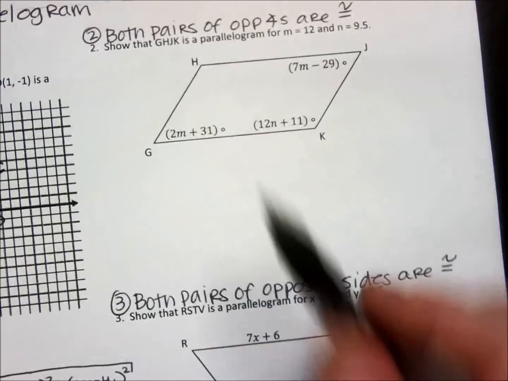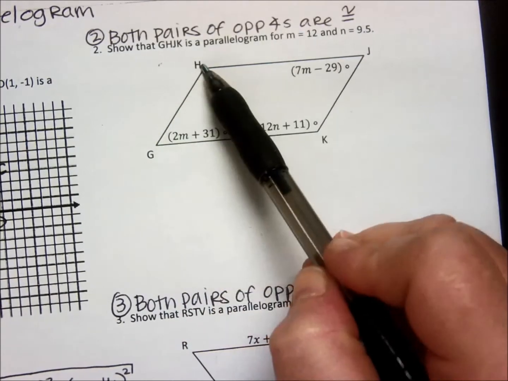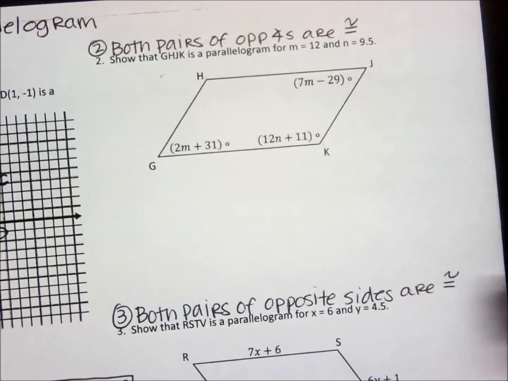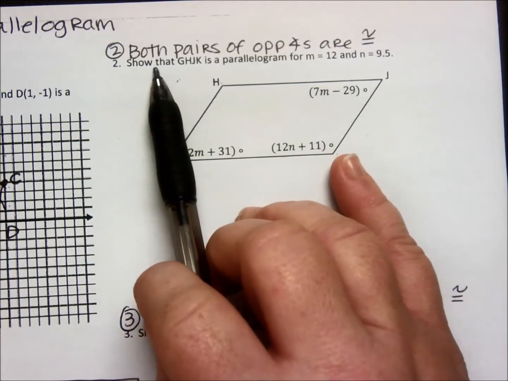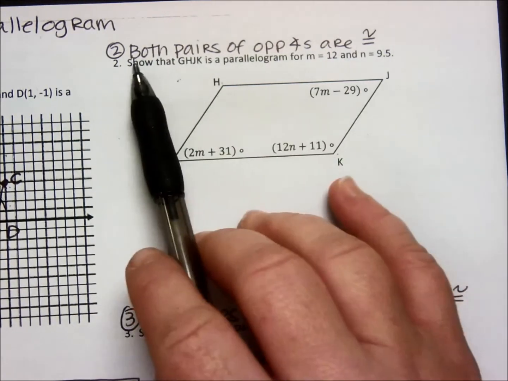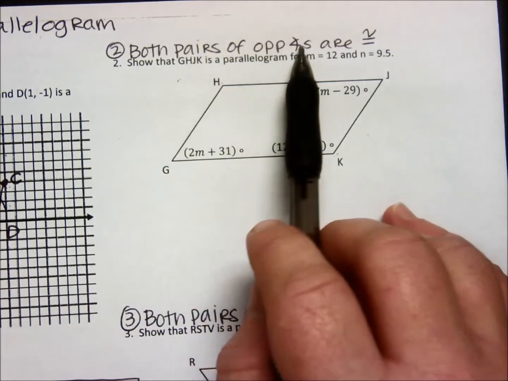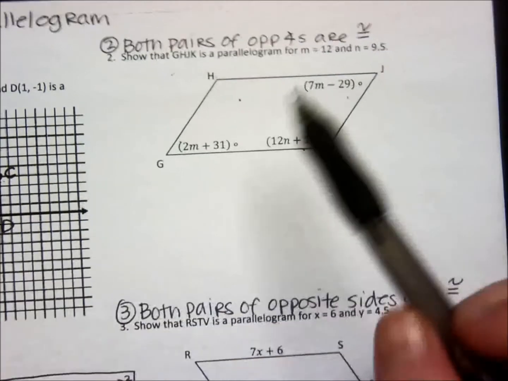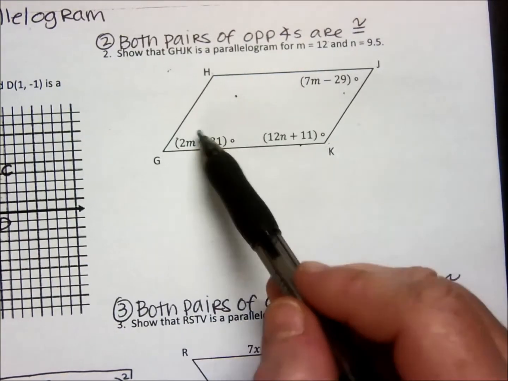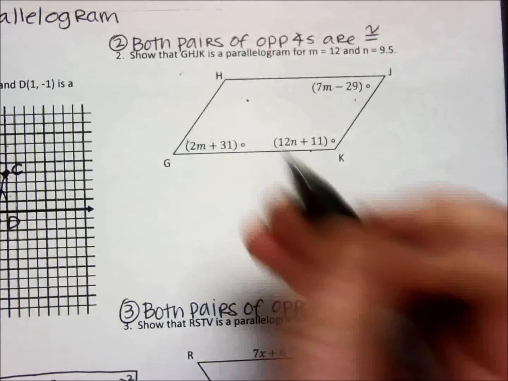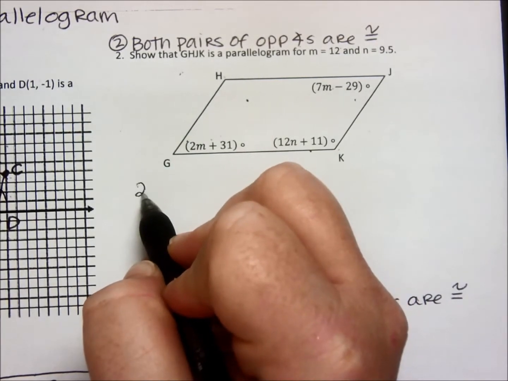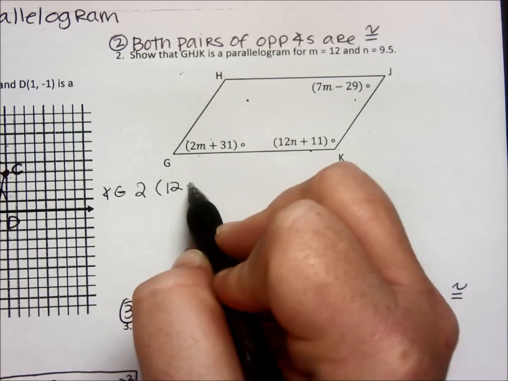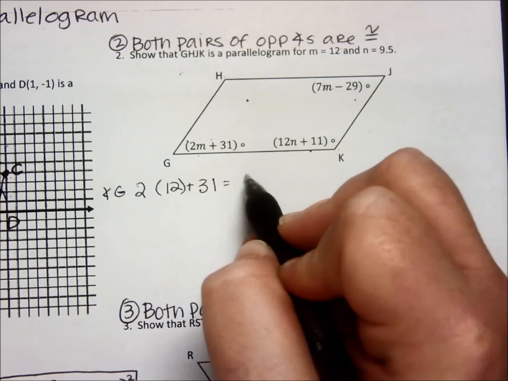The next one says, show that GHJK is a parallelogram if M equals 12 and N equals 9.5. So I'm going to prove that this is a parallelogram because I'm going to show that both pairs of opposite angles are congruent. So you have to show that both pairs of opposite angles are congruent. So let's start off by looking at these opposite angles. I know that M is 12. So 2 times 12, and I'm going to start with angle G. 2 times 12 plus 31 gives me this angle is 55 degrees.